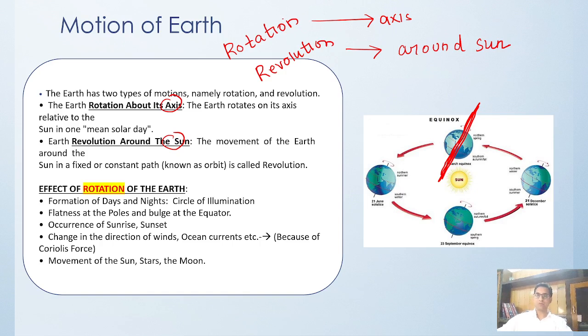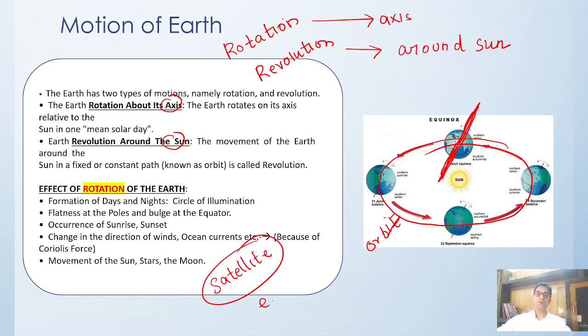That is a fixed path. Okay, this is called a fixed path, and this path is called orbit. Like we send a satellite to the earth's orbit. That means if this is the earth, we send one satellite so that it revolves around the earth. Okay, that is the orbit of the satellite. Similarly, the path of the earth around the sun is called orbit.